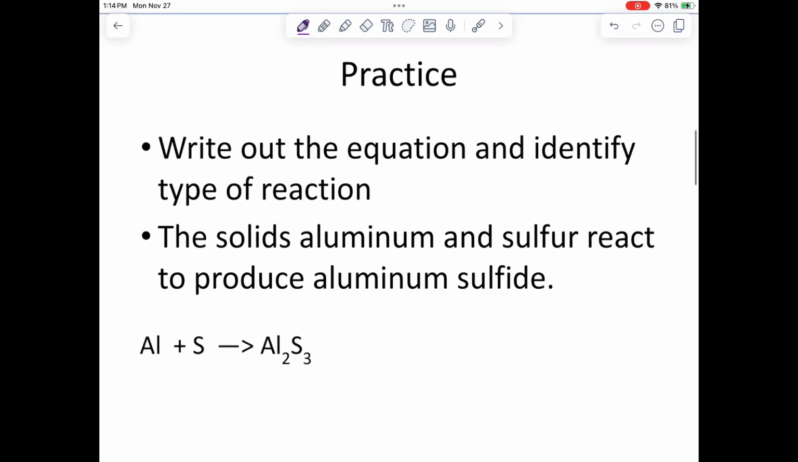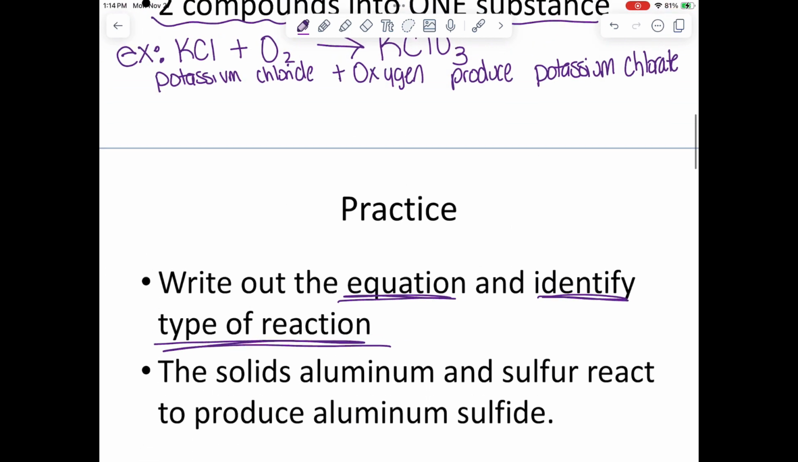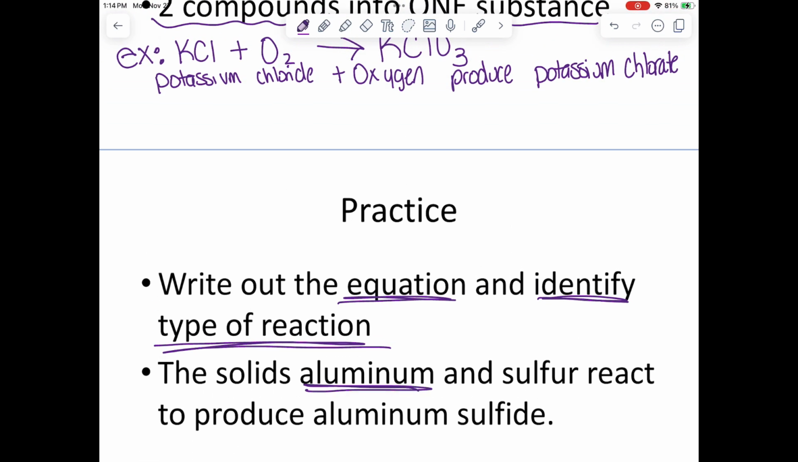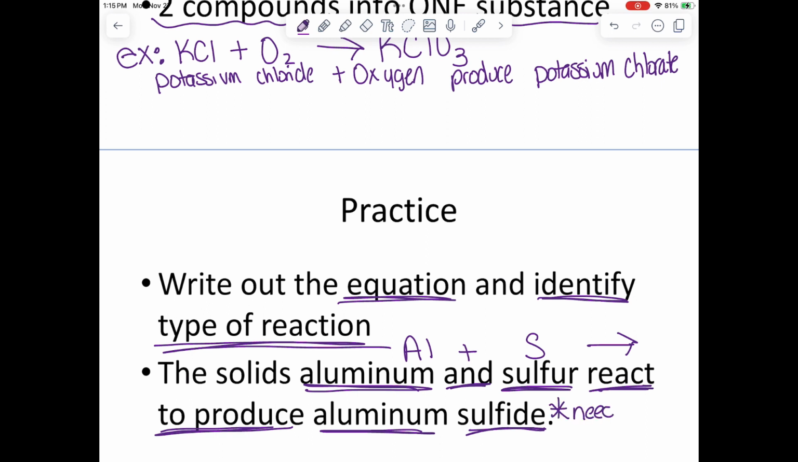So here's another practice example for you. We have two solids and we are going to react them to produce aluminum sulfide. So aluminum is written Al, and then our "and" tells us plus, and then our sulfur is going to be just S. None of those are diatomic molecules. We need to then put in our arrow and we need to write correctly aluminum sulfide. The key is that you have to write the formula correctly.